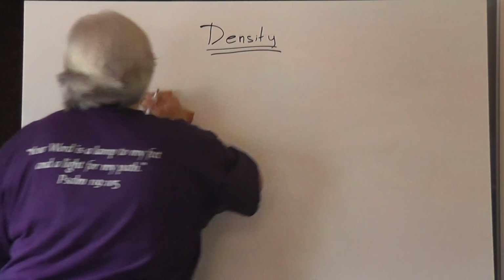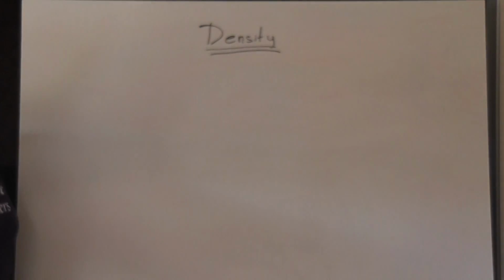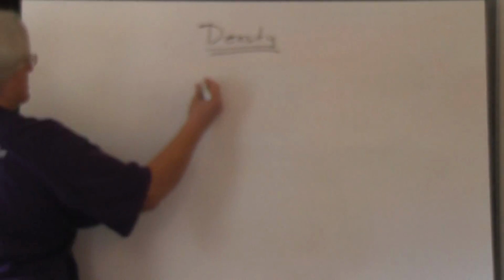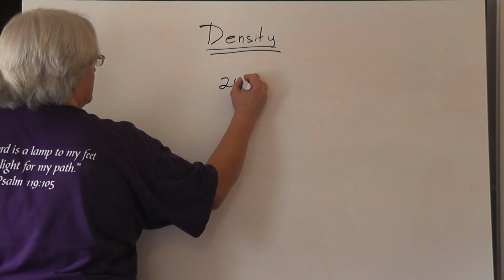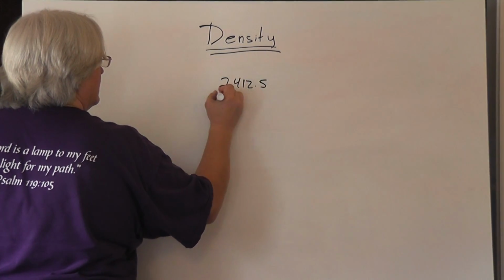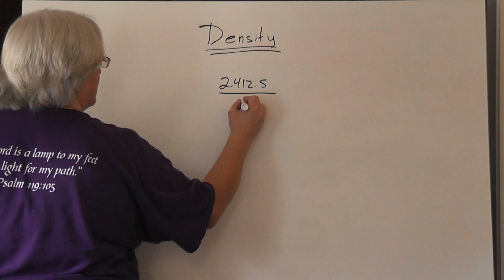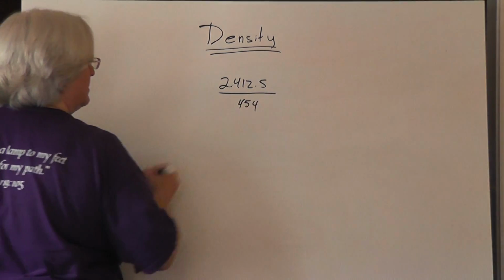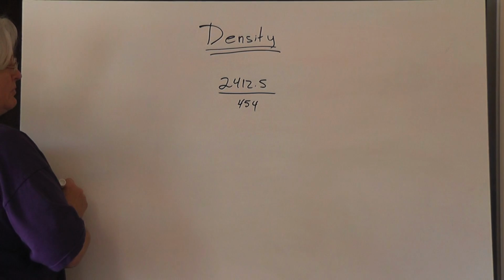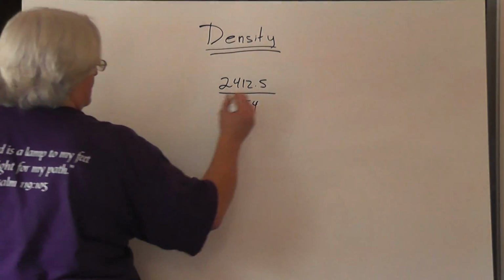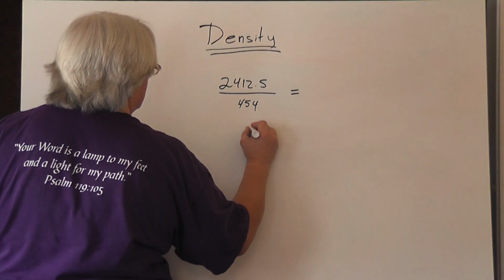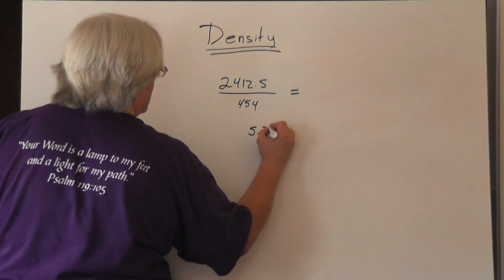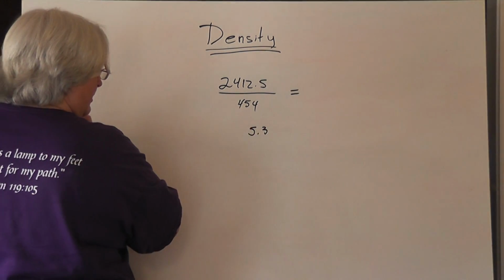What was it? It was right there. 2,412.5 grams, divided by 454 grams in a pound, will give us the number of pounds. 5.314. That's about 5 1/3 pounds.